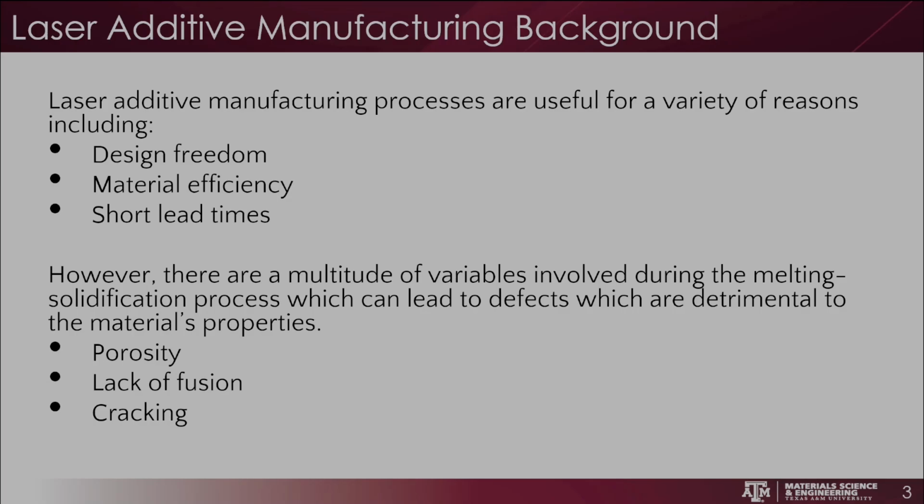However, these AM processes are very complex, and there are a multitude of variables involved during the melting and solidification process, which can lead to defects which are detrimental to the material's properties. Porosity is a big one that can lead to an overall decrease in strength and toughness of the material. In some additive manufacturing processes, the porosity is intended, so you want to be able to control the specific amount of porosity within your parts. Some other defects, which we'll get into in this paper, are lack of fusion and cracking, which are also detrimental to additively manufactured parts.